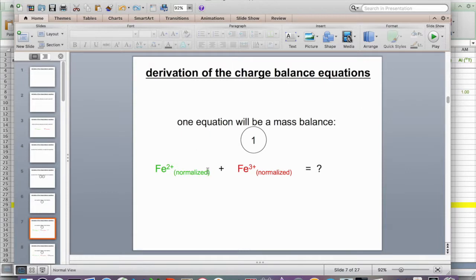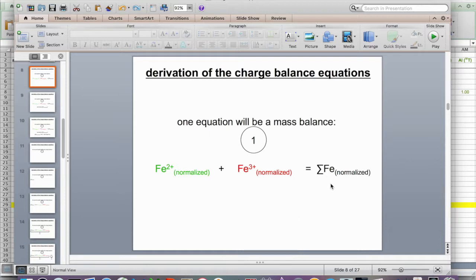We know that the total amount of iron 2 plus normalized and the total amount of iron 3 plus normalized has to be equal to something. So what is it equal to? Well, if you think about this for a moment, you'll recognize that this has to be equal to the total amount of iron normalized that's available for us to use. So that's the total combination, the total amount of iron that we have available.